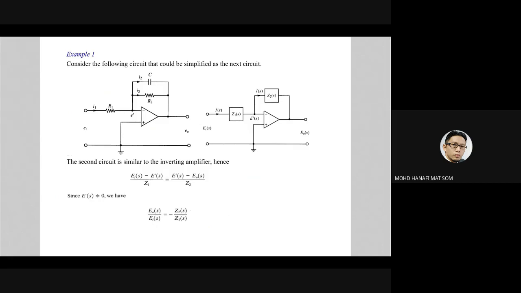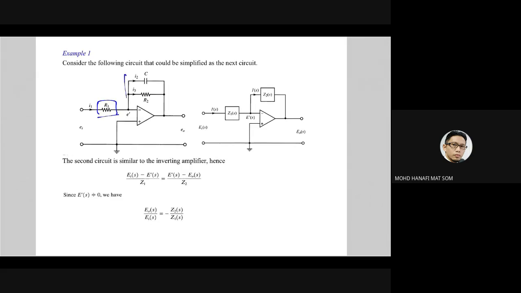Okay, if there is no question, let's go to example 1 of this active circuit. So consider the following circuit that could be simplified as the next circuit. All right, so this one, we just simplify this portion as impedance 1, Z1, and this portion as impedance 2, Z2. So we have transformed the circuit on the left to the circuit on the right.